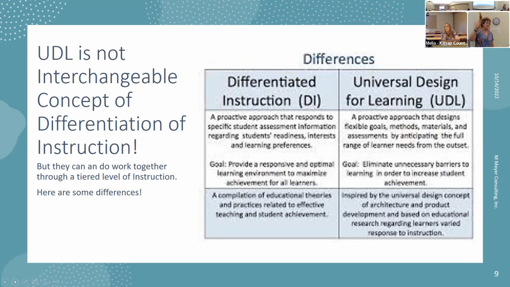Differentiation of instruction can be a support as well as scaffolding of skills, but universal design for learning thinks of the student first rather than the curriculum first.